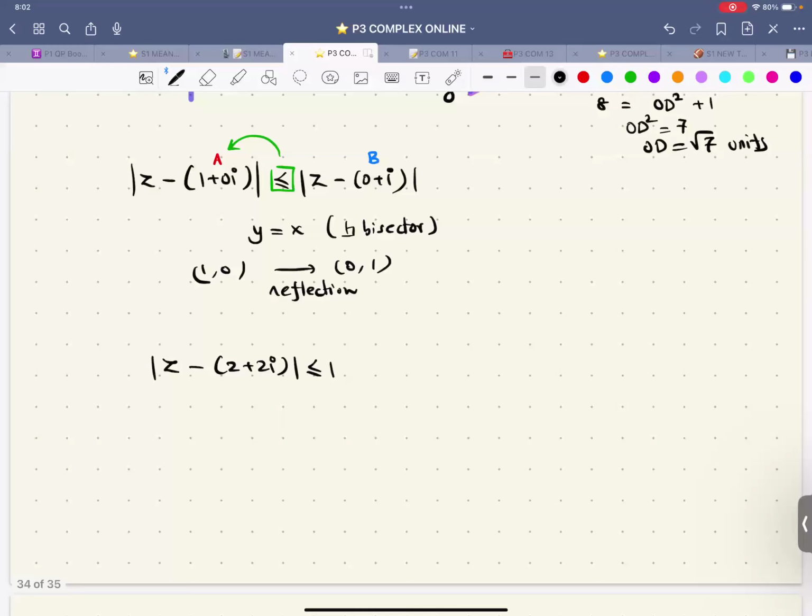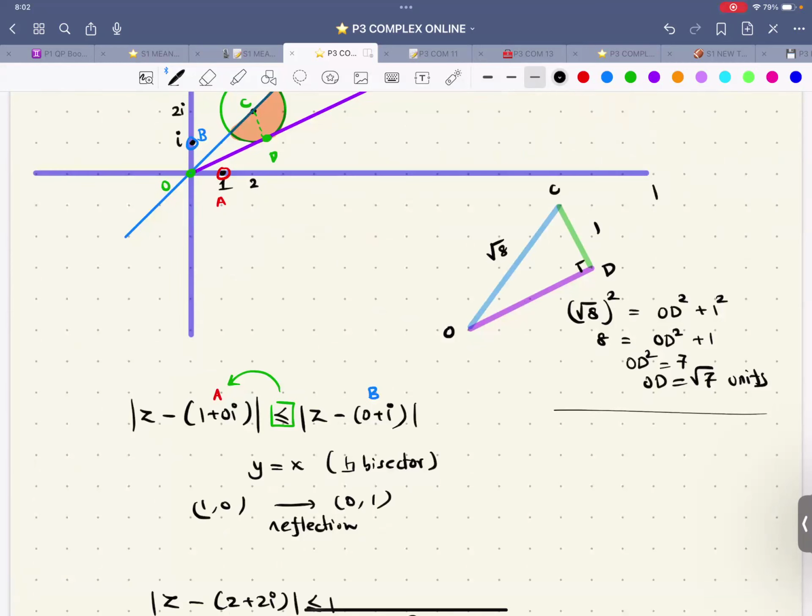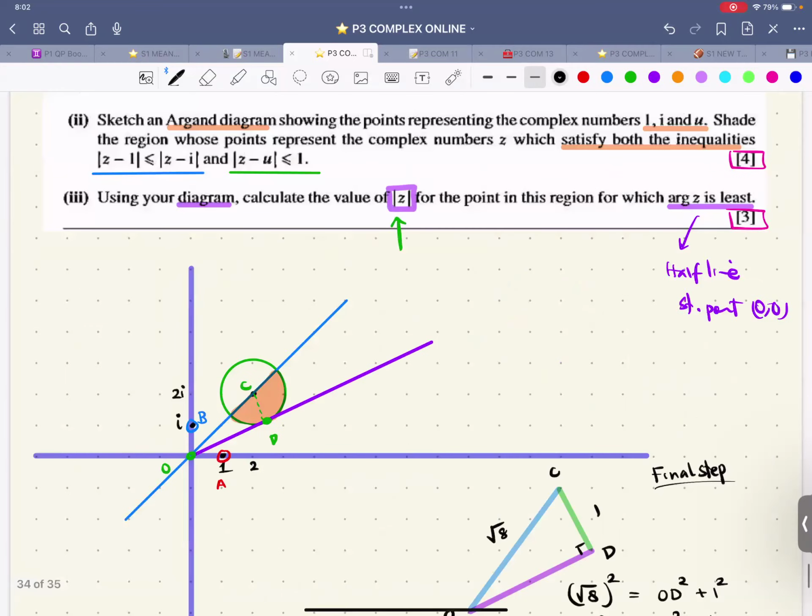So this was a perpendicular bisector. This was a circle, center (2, 2), and the radius is 1 unit. We did all the shading and everything, and that was the final step. The final step was realizing that when the argument of z is the least, that is a half line starting from the origin, touching the shaded region. If it was a full circle, the argument would be maximum over here. For this region, the maximum argument is this, which is 45 degrees.